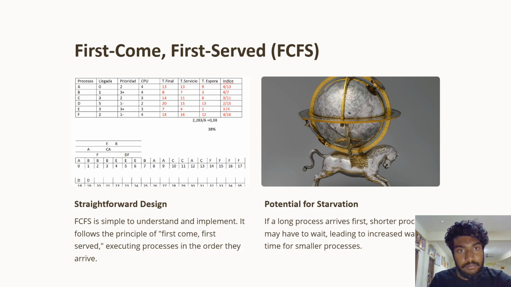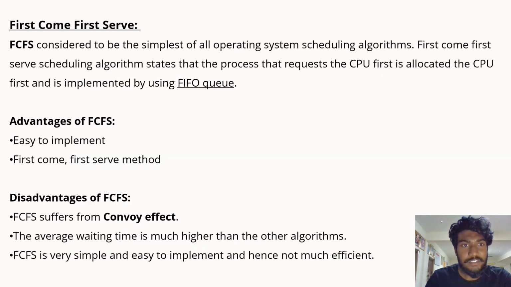You can see the table where processes that come first are served first, so that you can understand first come first served. FCFS is considered to be the simplest of all operating system scheduling algorithms. The first come first serve scheduling algorithm states that the process that requests the CPU first is allocated the CPU first, and it is implemented by using a FIFO queue.